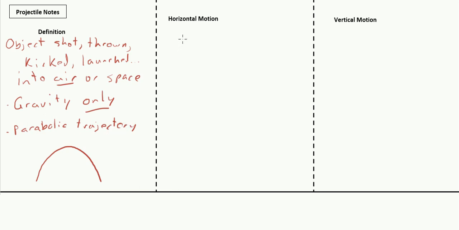Now, that's pretty complicated looking motion, so we're going to split this up into two different pieces. One of the reasons we talk about vectors first and things like the boat river problem is the independence of perpendicular vectors. So we're going to look at the horizontal motion and the vertical motion. Here is a short video clip of a projectile.